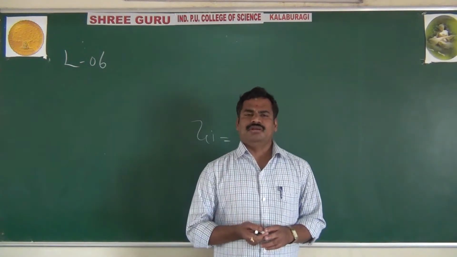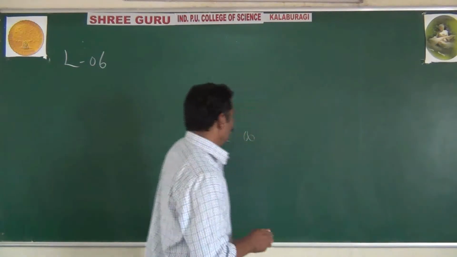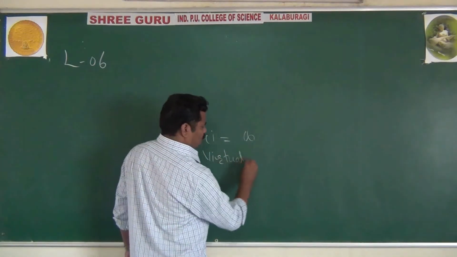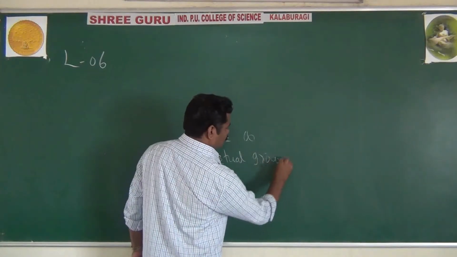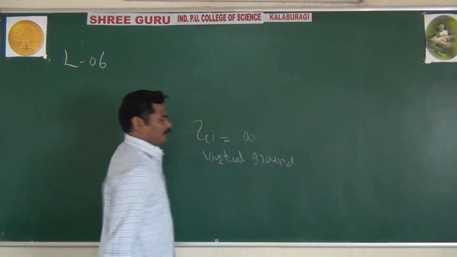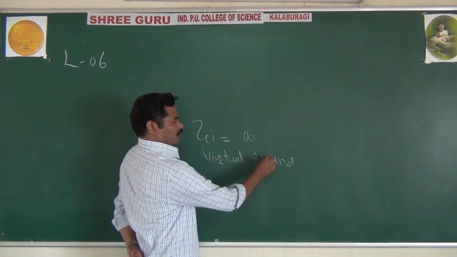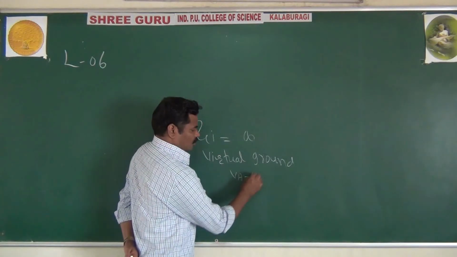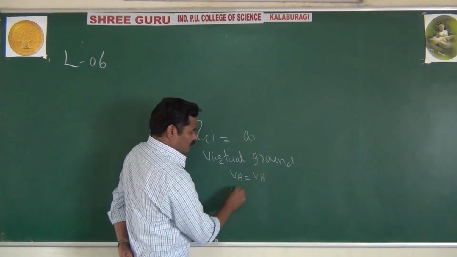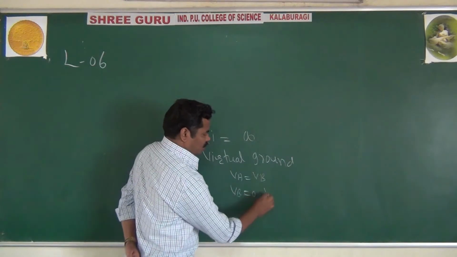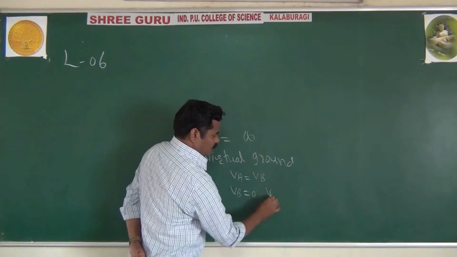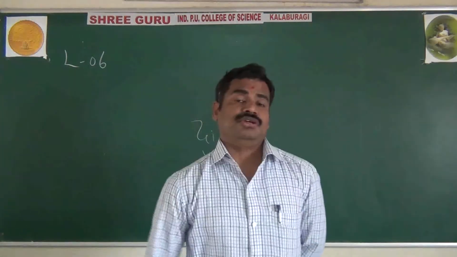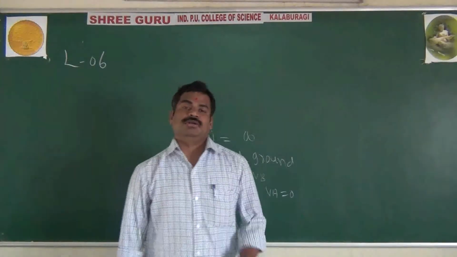And also, as we know, the virtual ground concept is also important while analyzing the different applications of the op-amp. By the virtual ground concept, Va equals Vb, so if Vb is 0, then Va is also 0. This is nothing but the concept of virtual ground.